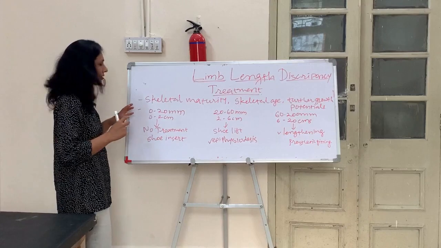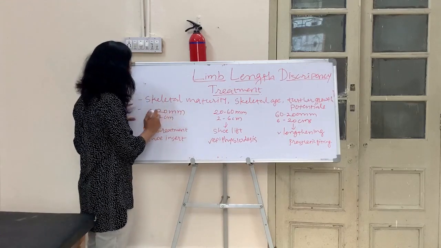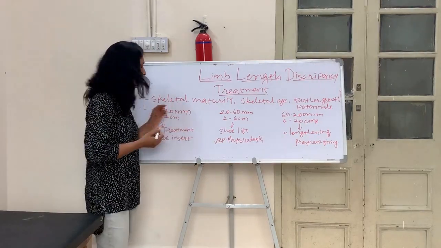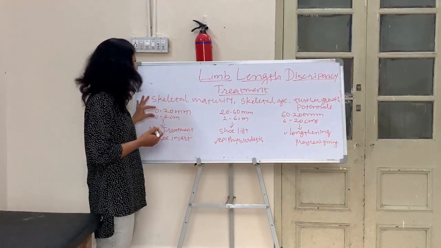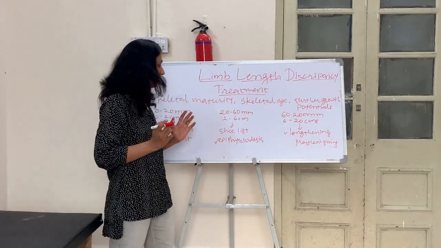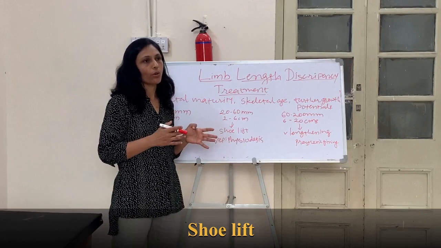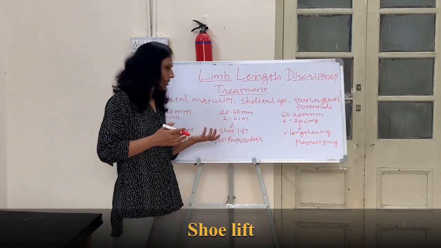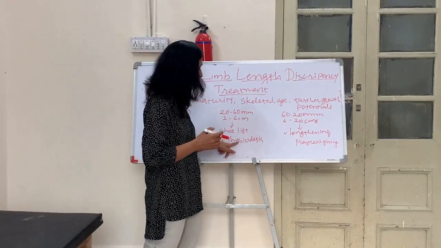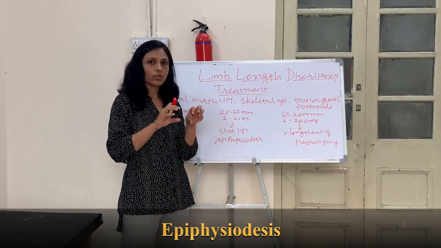The first thing to be considered is how much the shortening is. That is another criterion you are going to look at. If the shortening is 0 to 20 mm, that is minimal limb length discrepancy. If the shortening is 20 to 60 mm, or 2 to 6 cm, then you have two options. One is the shoe lift, which is preferably used for adults. In children it is also used, but in children we have another surgical option of epiphysiodesis.